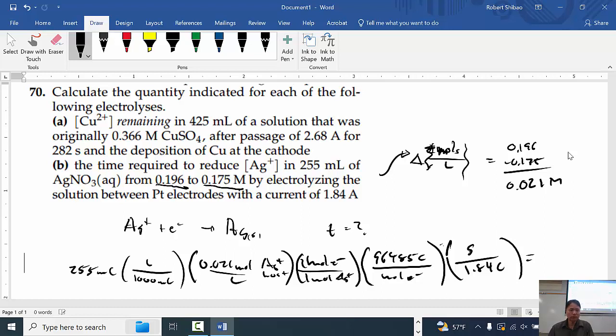It's going to be 255 divided by 1,000 times 0.021 times 96,485 divided by 1.84. 280 seconds. 280.8 seconds. We're allowed, it looks like 2 sig figs, so we'll just say 280 seconds.